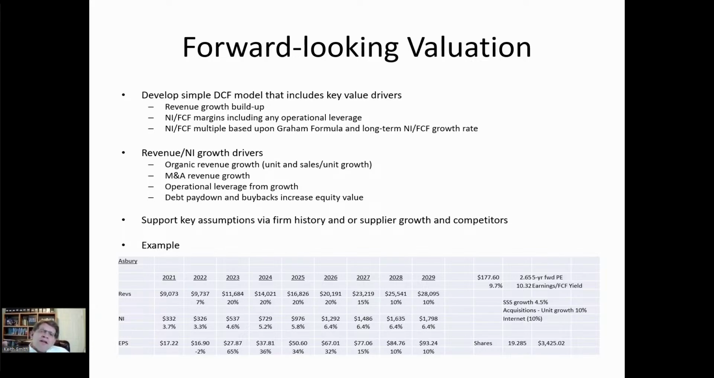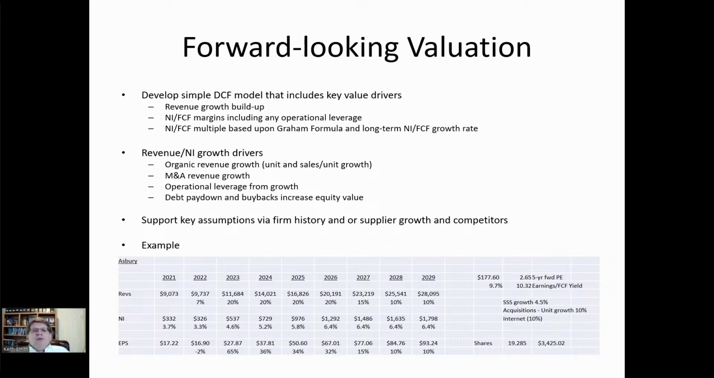And so what it really does is it allows you to take a look at the key drivers of the growth of the company, and where most of the time is spent is on supporting the margin assumptions, the operational leverage assumptions, and the growth assumptions that go into these specific items. As we're going through some examples, we'll show you what really happens there.